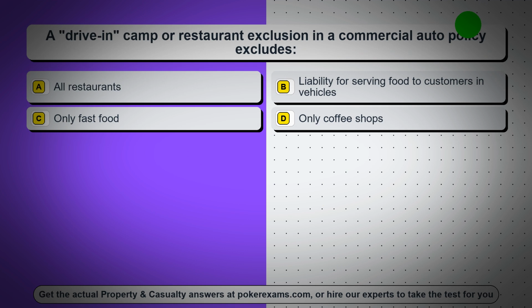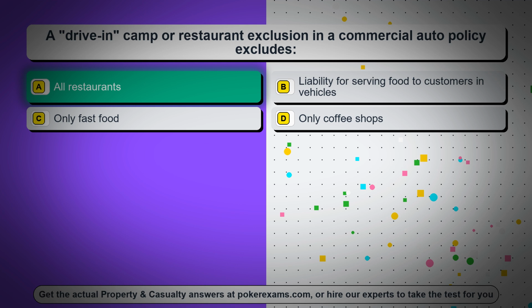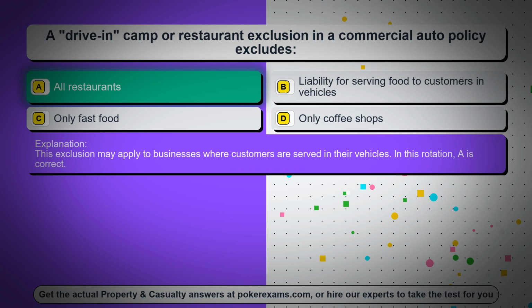Question 70. A drive-in camp or restaurant exclusion in a commercial auto policy excludes: option A, all restaurants; option B, liability for serving food to customers in vehicles; option C, only fast food; option D, only coffee shops. The correct answer is option A, all restaurants. This exclusion may apply to businesses where customers are served in their vehicles. In this rotation, A is correct.